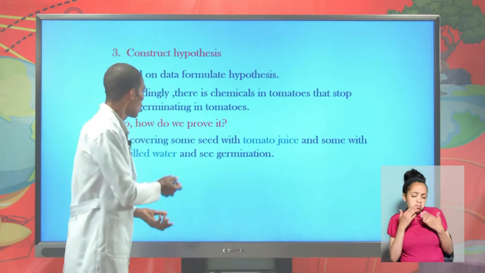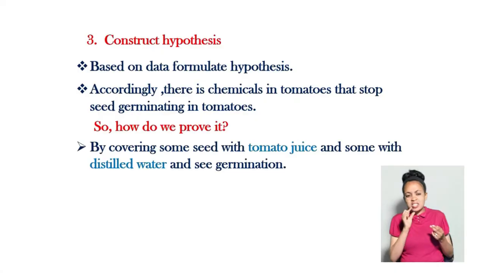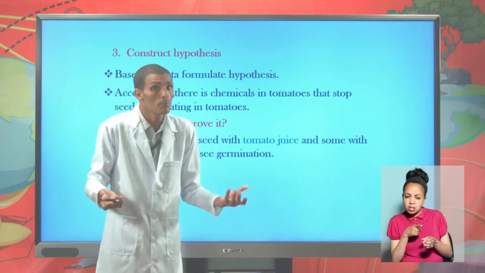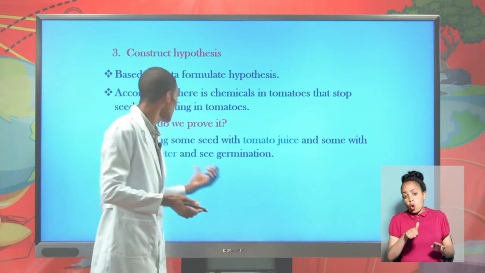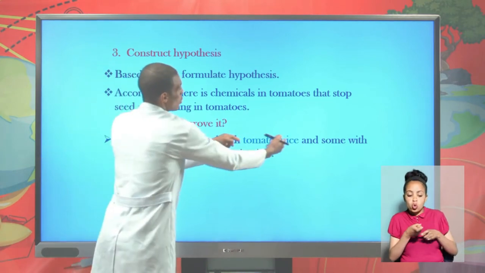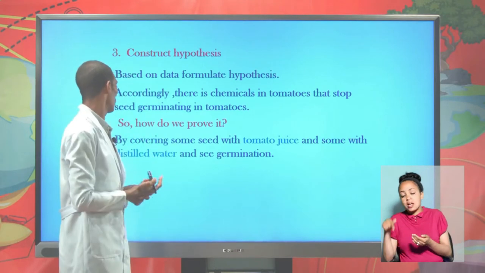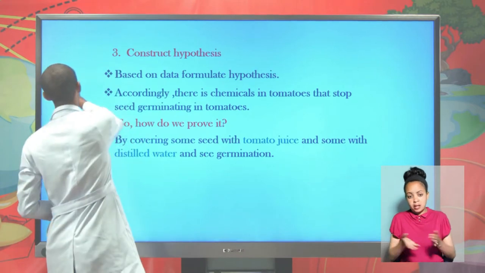How can we prove it? We must use one jar that contains tomato juice, adding a tomato seed here, and another with distilled water. Then we see whether the seed can germinate properly, in which jar it can germinate and in which it cannot. We must have a control group here: a jar containing seed covered with tomato juice, and seed covered with distilled water. This is a tentative explanation.